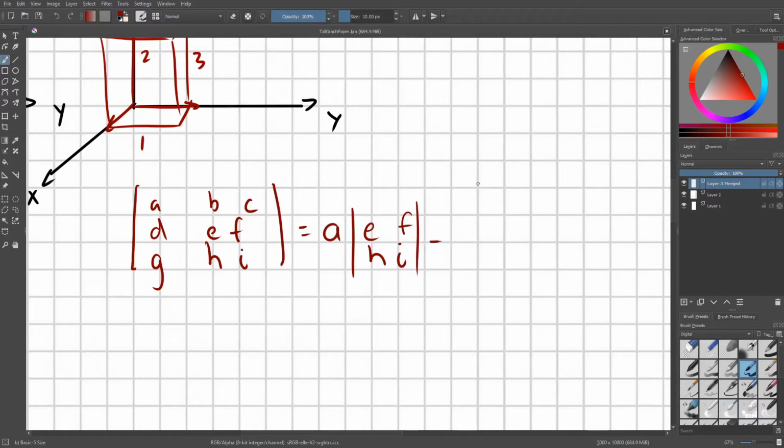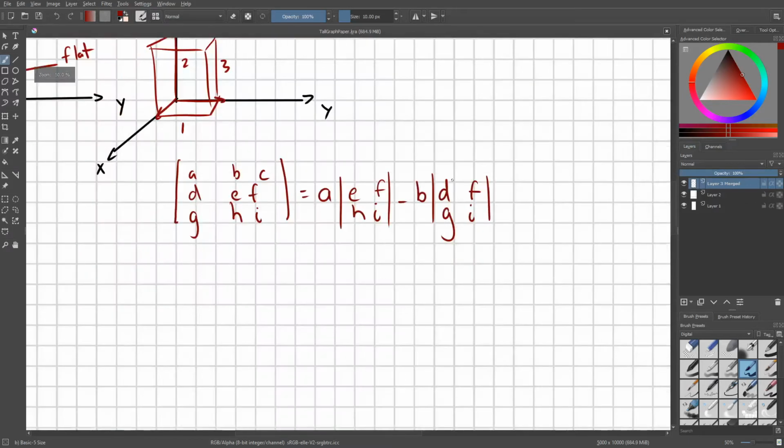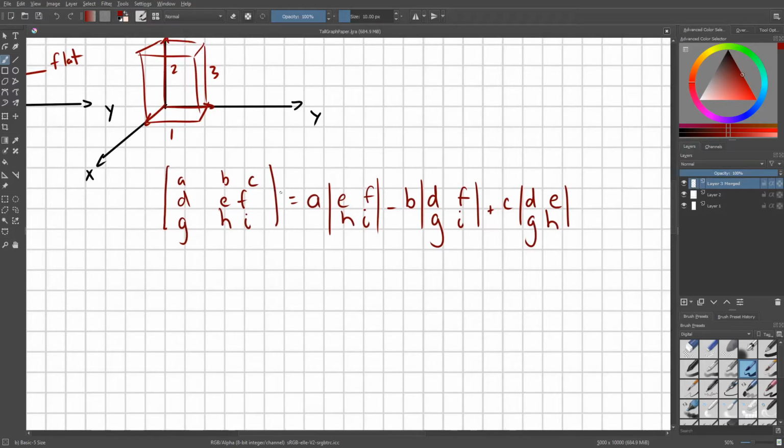So that's 1. And then we go minus, and we do B. B will knock out this column, leaving us with D, F, G, I. Okay? D, F, G, I. And we'll go with plus C times, if we pick C, that knocks out this column. And we have D, E, G, H. Right? And this is just a rule to memorize. If you go further and further out, you can think of the signs of each term changing. So if there was a 4th column, it would be a minus term. If there was a 5th column, it would be a plus term, etc., etc.